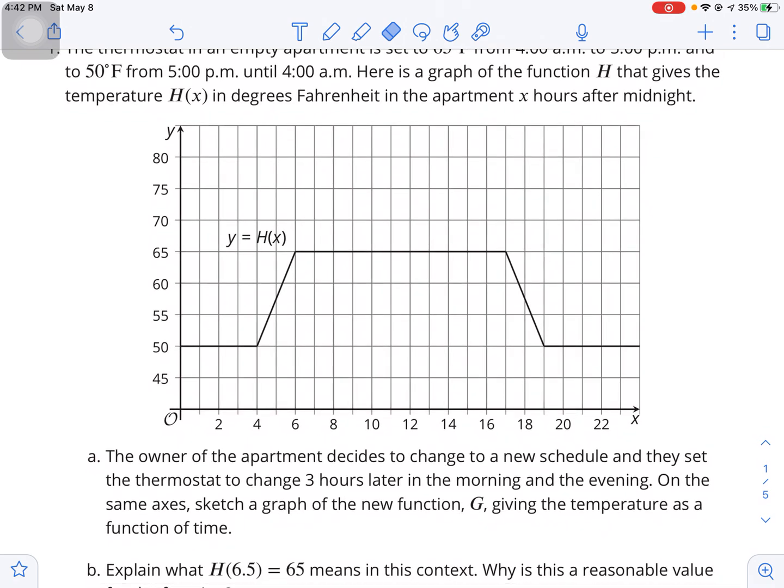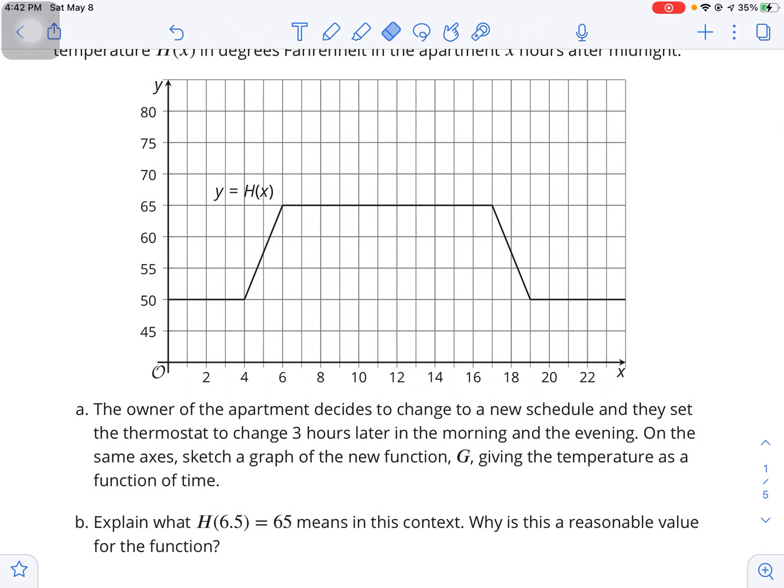So the owner decides to change to a new schedule, and they set the thermostat to change 3 hours later in the morning and the evening. So everything is going to get moved 3 hours later. So let's just put points here. If we move each point 3 units to the right, then we can sketch the new graph by connecting those key points. So we have this graph then. This will be g of x. It has everything happening 3 hours later than it did before.